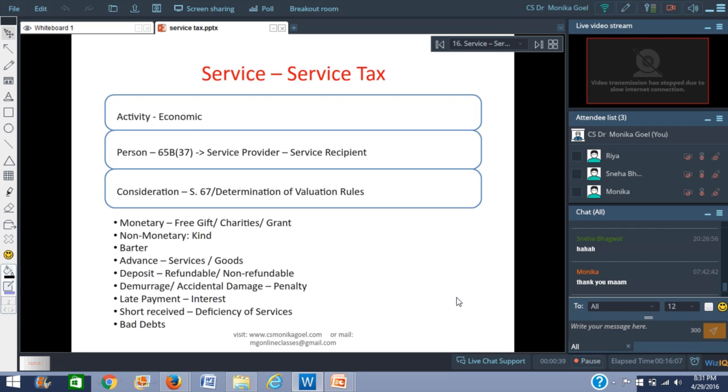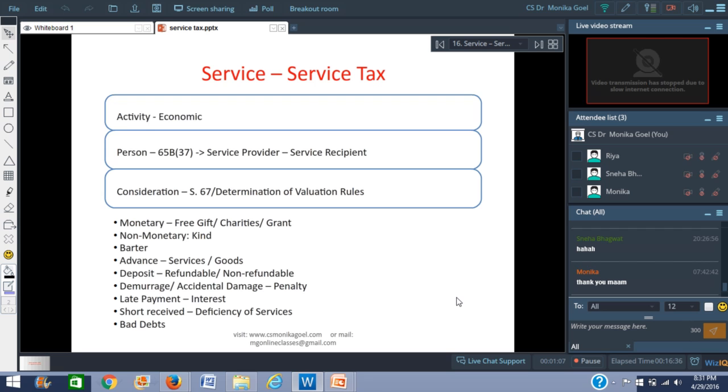Supposing the service recipient has given a deposit to the service provider. Now it can be two kinds of deposits. It can be a refundable deposit or it can be a non-refundable deposit. If it is a refundable deposit, then there is no service because I'm going to get my money back. But if it is a non-refundable deposit, that means it is going to be adjusted against the services which would be provided, and therefore on that service tax is chargeable.